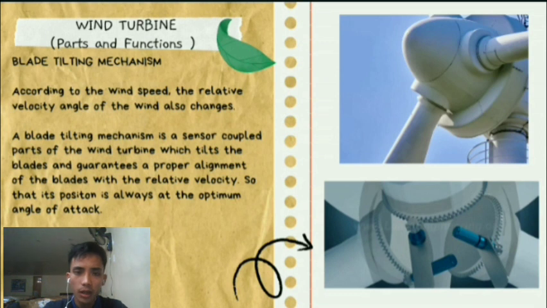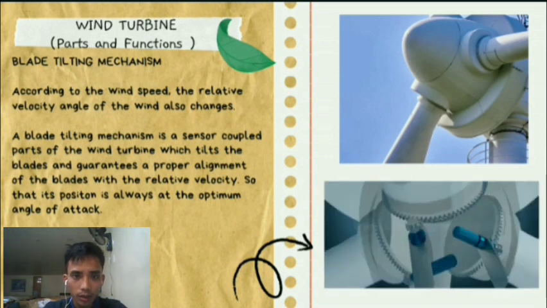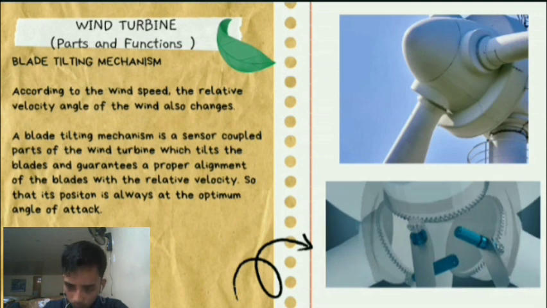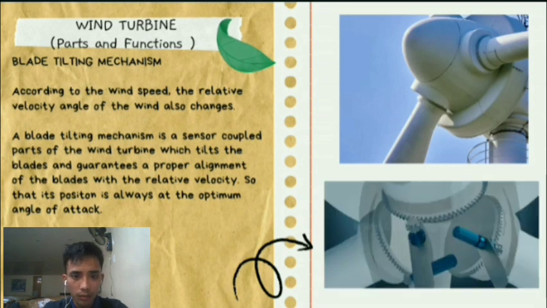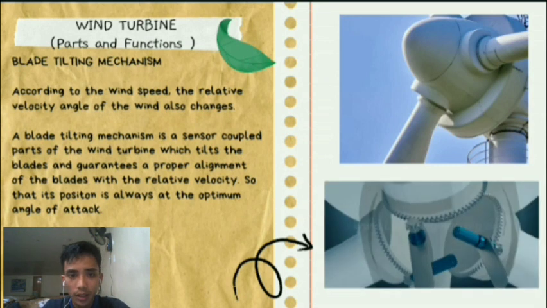So, yan po yung dalawang parts ng variable pitch blades at under po yan ng blade tilting mechanism. At sabi po dito, the ability to adjust the blade pitch allows wind turbines to operate efficiently across a range of wind speeds, maximizing energy capture and ensuring safe operation in varying weather conditions.